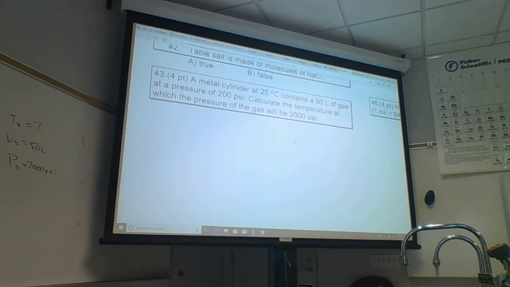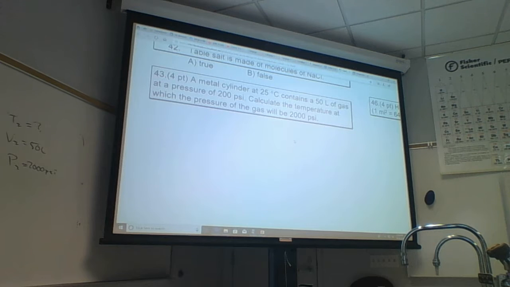Is that correct? And so P2 is 2,000 over P1 is 200 times T1 is 298. But then you have the volume. Oh, where's the V? Okay, the V is here. P1 V1 over T1 is equal to P2 V2 over T2. We'll put in the V here, 50 liters. V2 is 50 liters. And so the 50 liters cancels. In other words, V1 and V2 are the same.